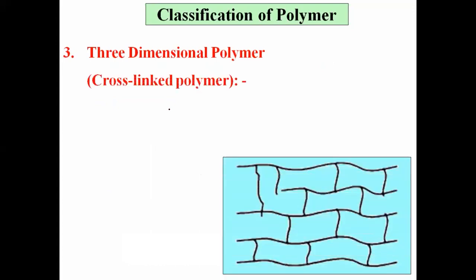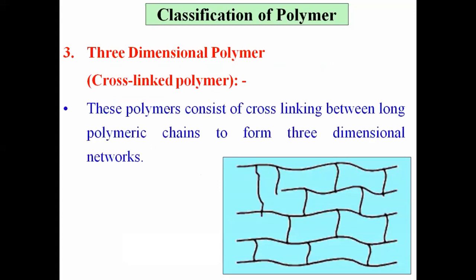Let us see the picture. Okay, this is a cross-linked polymer. Now what is the property? This polymer consists of cross-linking between long polymeric chains. Okay, this is a long polymeric chain. Actually, this is a long polymeric chain. Again, this is a long polymeric chain. Again, this is the third long polymeric chain.